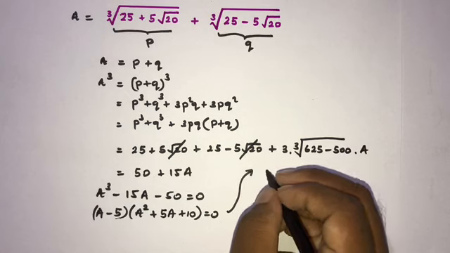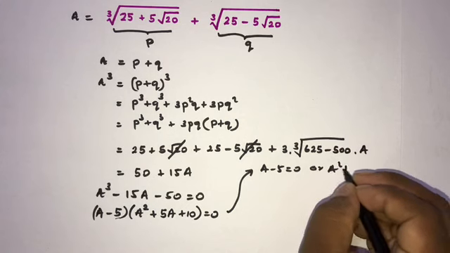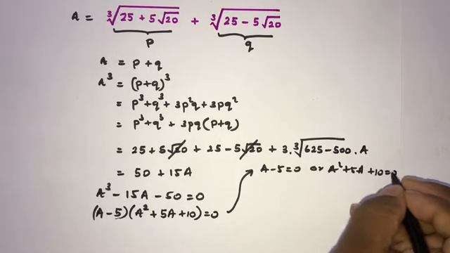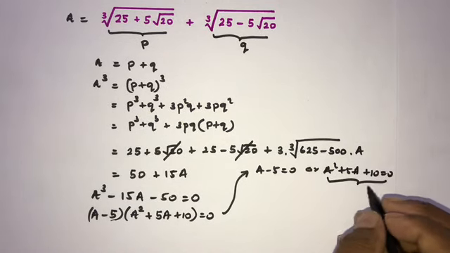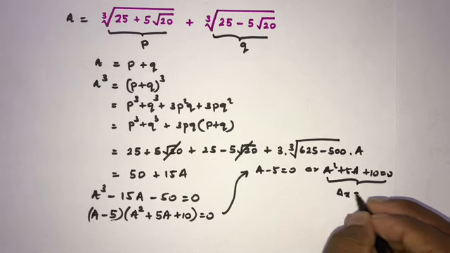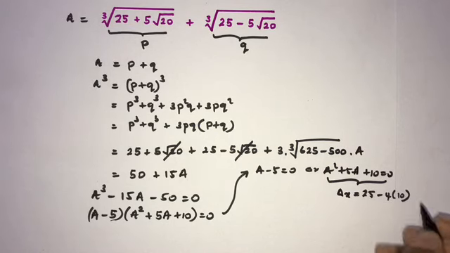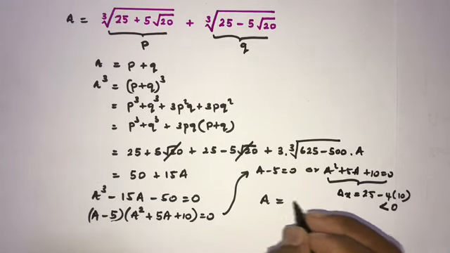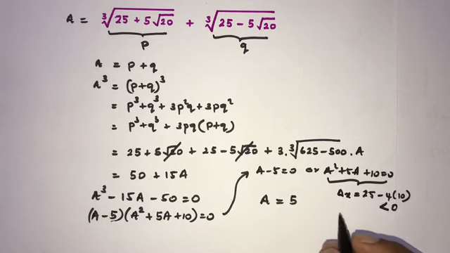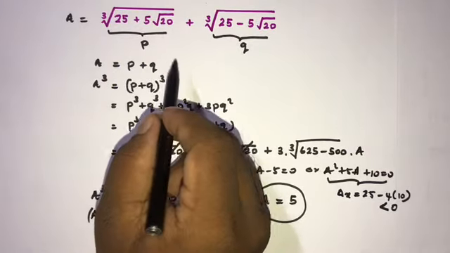Now we know a minus 5 is equal to 0, or a squared plus 5 times a plus 10 is equal to 0. This equation has no real roots because 5 squared is 25 minus 4 times 10, and this is lower than 0, so no real roots, and we have only the real root a equal to 5. Now I think you know whether this expression is rational or irrational.